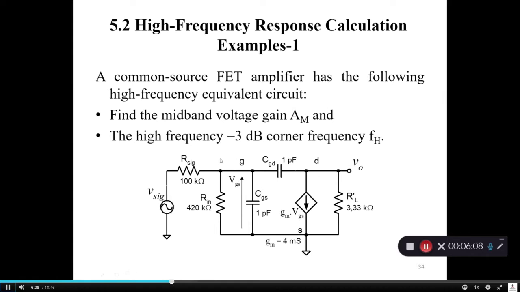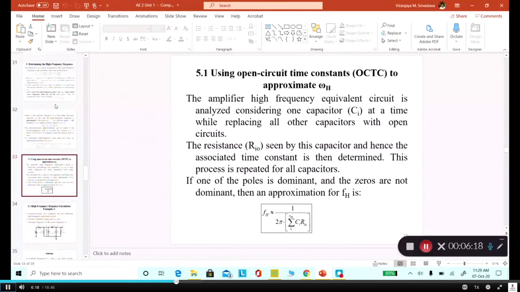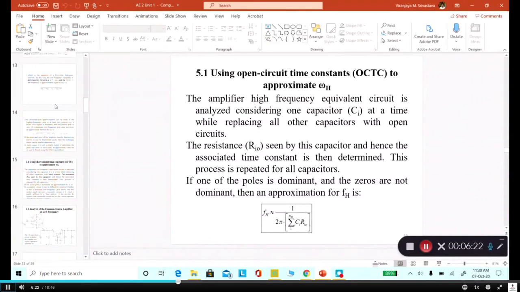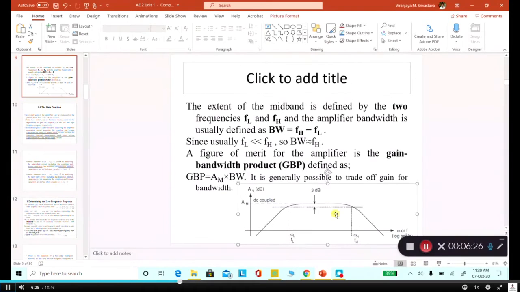For this circuit, you have to find the mid-band voltage gain, AM. What is this mid-band? I am going upside.